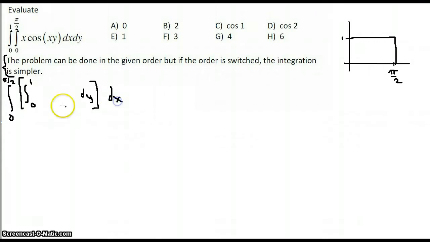The integrand is x times the cosine of xy. And so the x is constant in terms of y. It's like integrating the cosine of 7x or 7y dy. Remember, there's the extra factor of 1/7 that comes out to undo the chain rule.